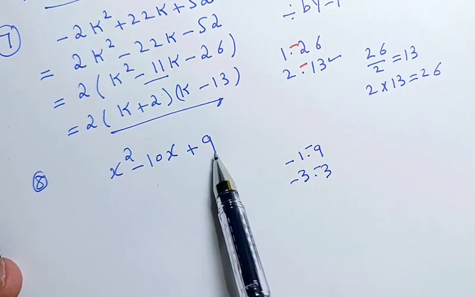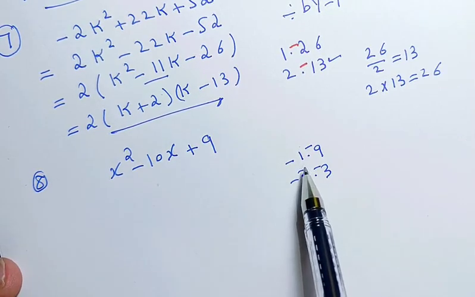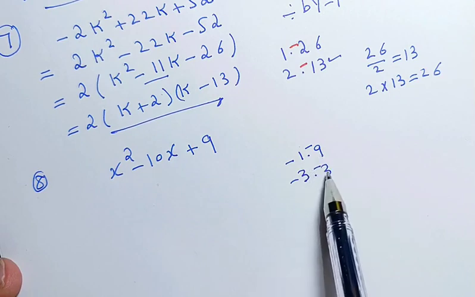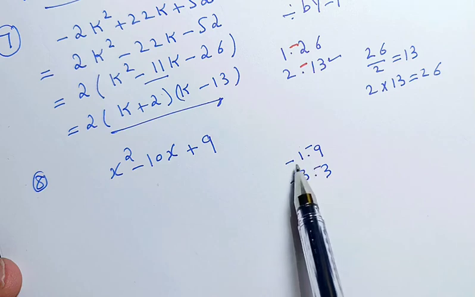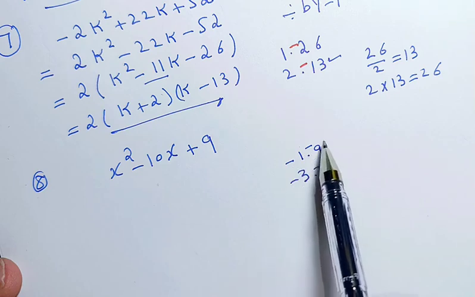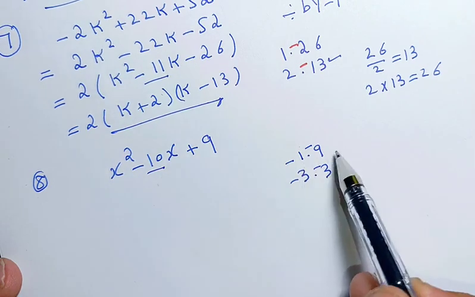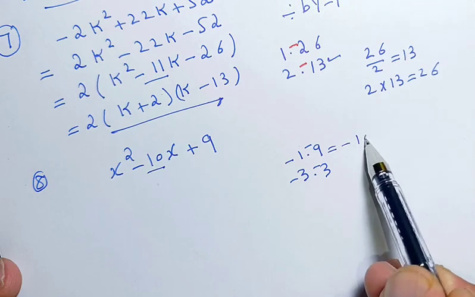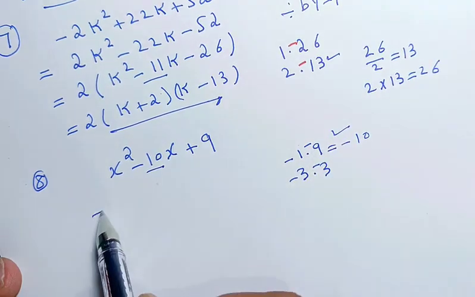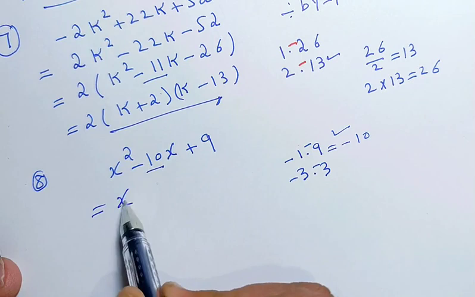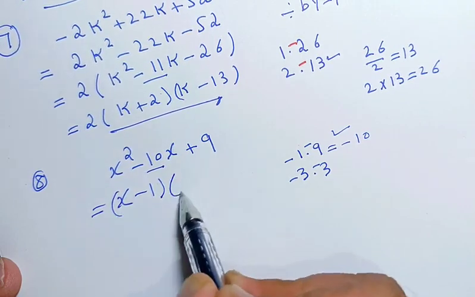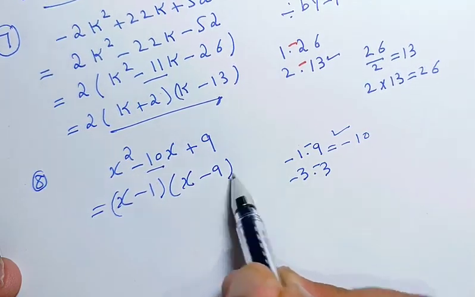We need to find the factors of 9: 1 times 9, 3 times 3, and both signs must be negative. Now we need to add these factors, and the answer must be equal to negative 10. So if you add these two, the answer is negative 10. So I'm going to use these factors: x minus 1 multiplied by x minus 9. This is my final answer.